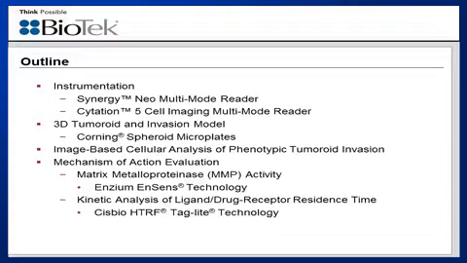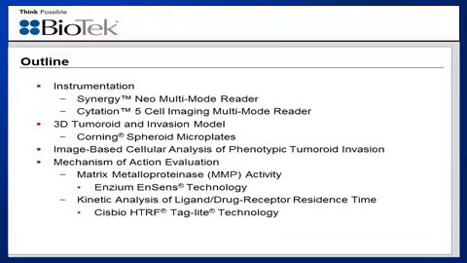Then we'll look at how the Citation 5 and Spheroid microplates were used together in combination with BioTek's Gen5 data analysis software to easily and accurately observe and quantify changes to the tumoroid structure following chemoattractant and inhibitor additions.